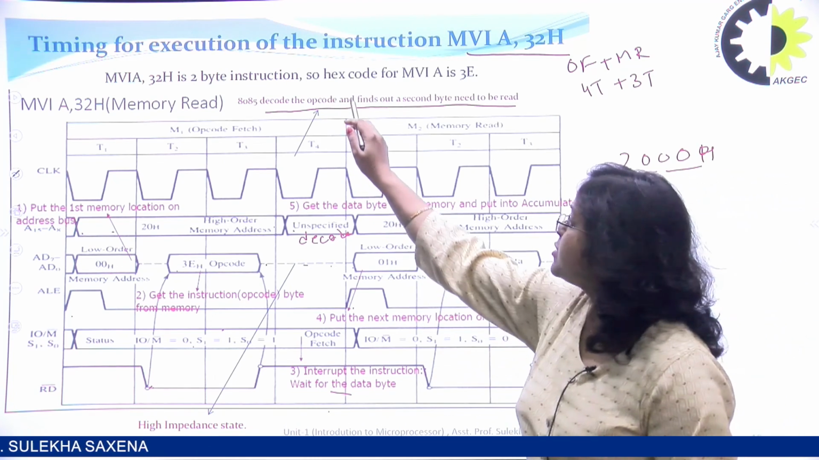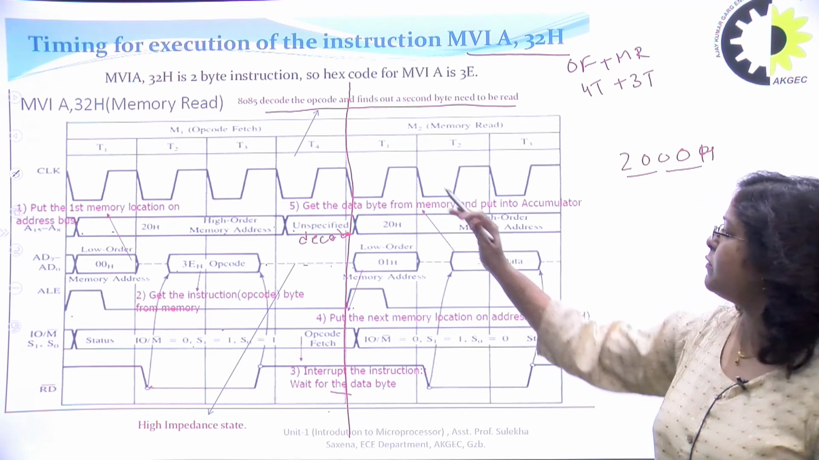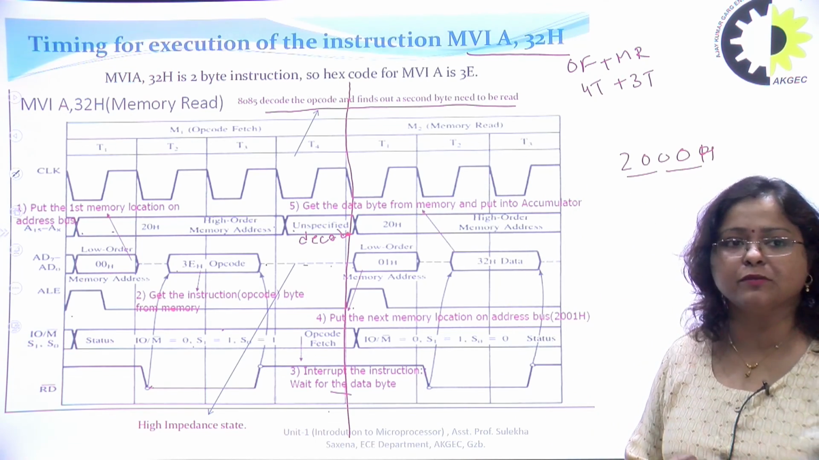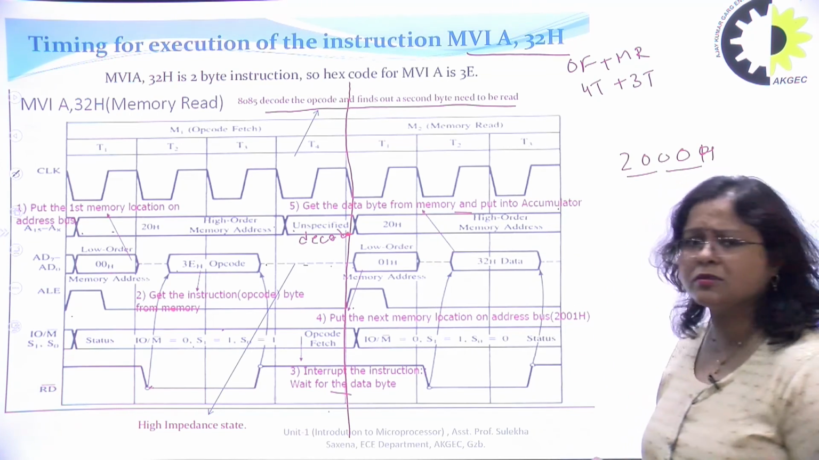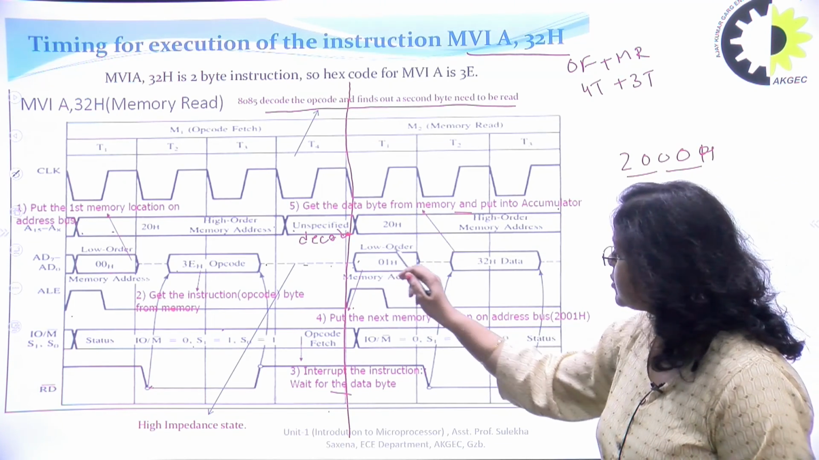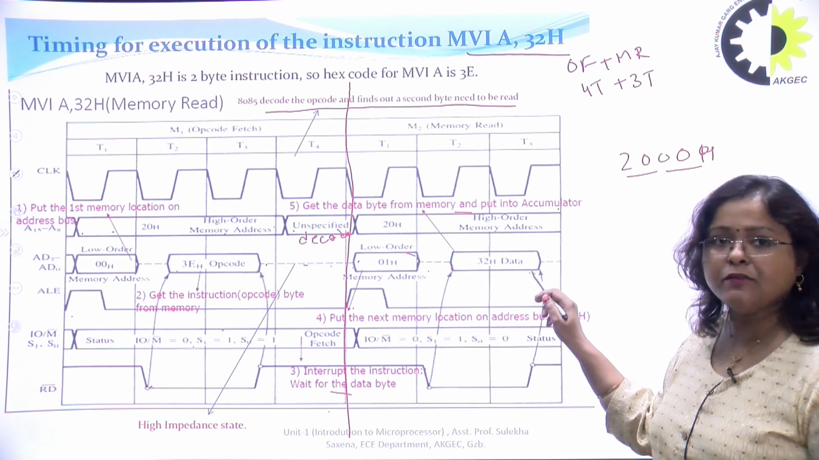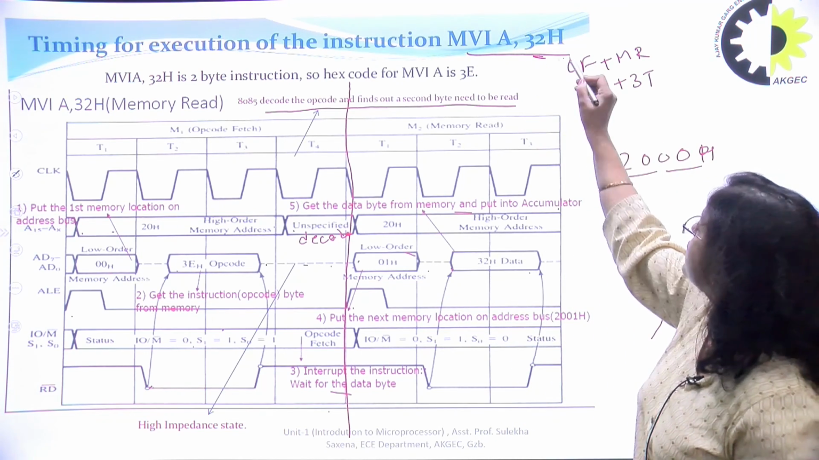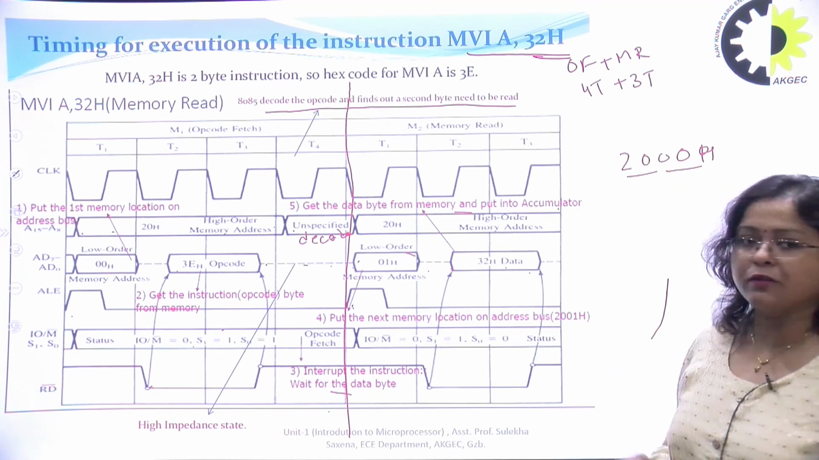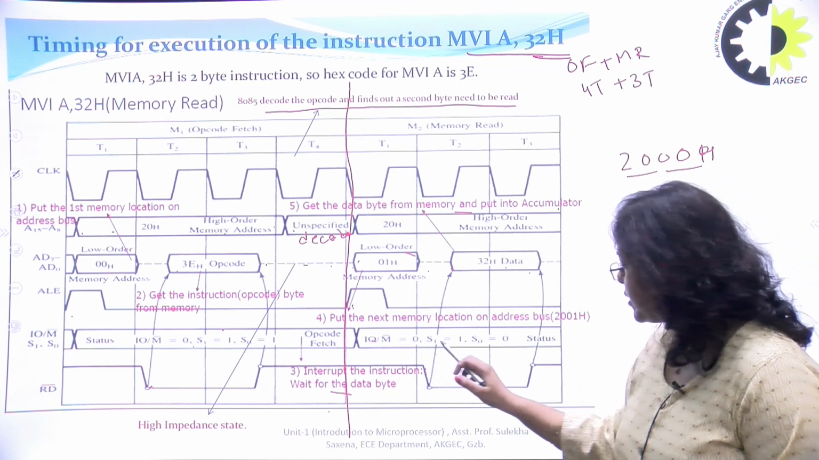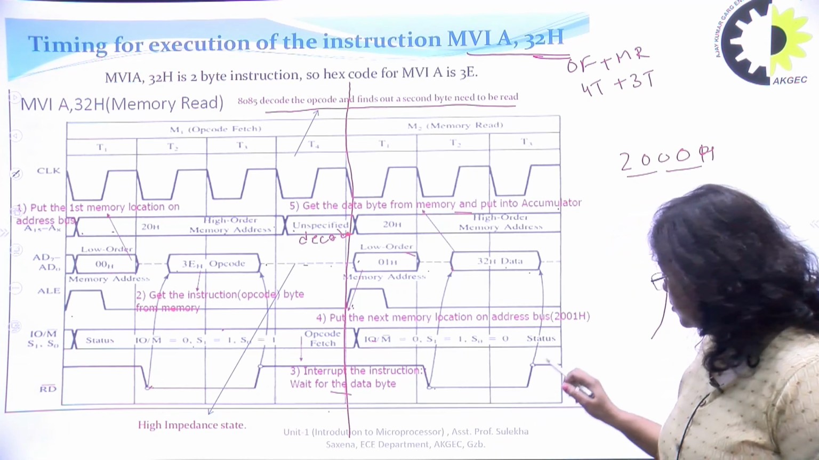So 4 T states are required for opcode fetch. After that, we will draw memory read in a similar way. T1 to T3 for higher order address. Then during T1, the lower order address, and since it is a read operation, a floating state, and then the data, which is 32 as in this instruction. ALE is 1 during T1 and after that it is 0. IO/M bar, S1, S0 are 0, 1, 0 and read bar is 0 during T2 to T3.